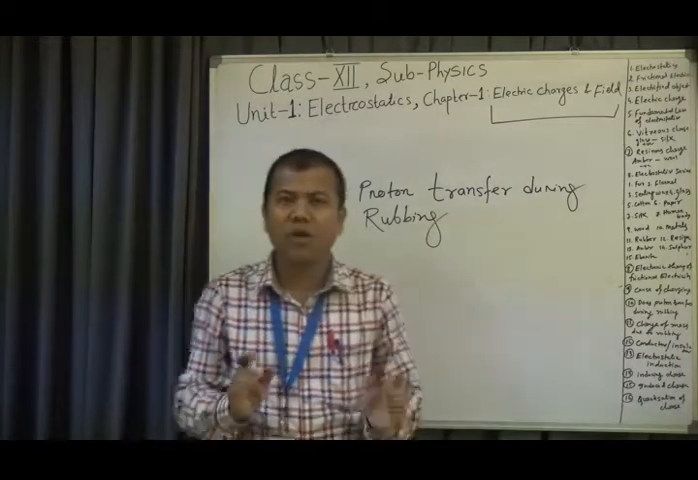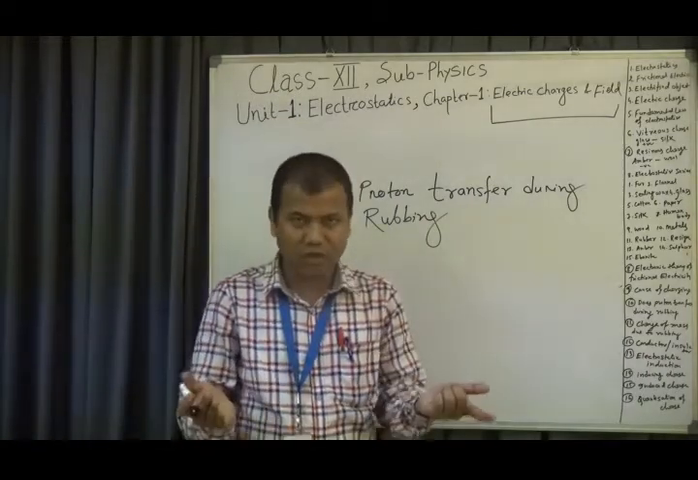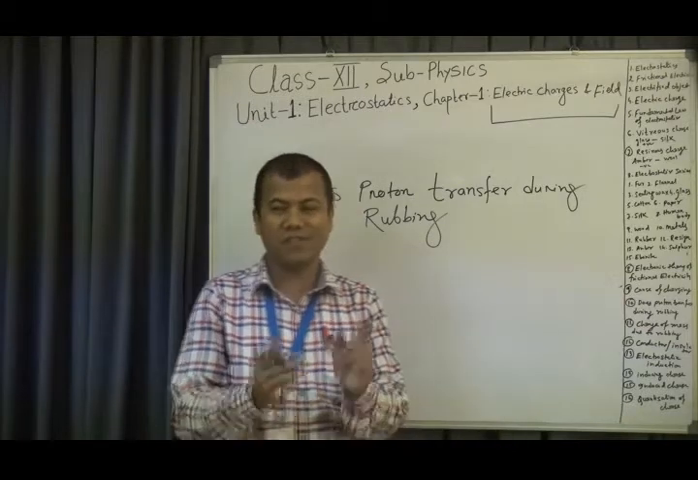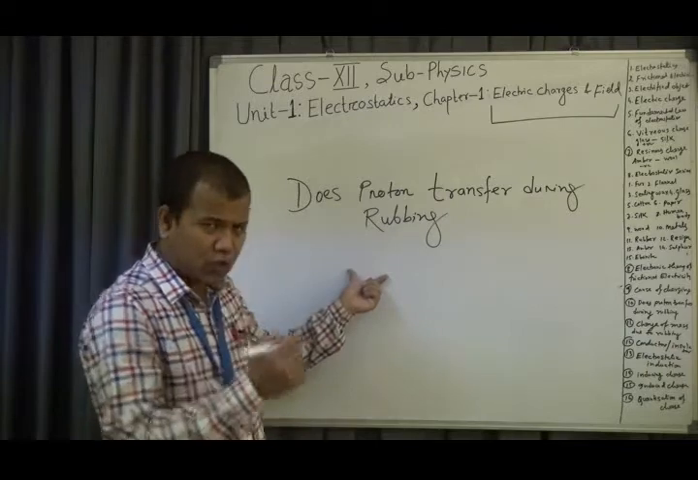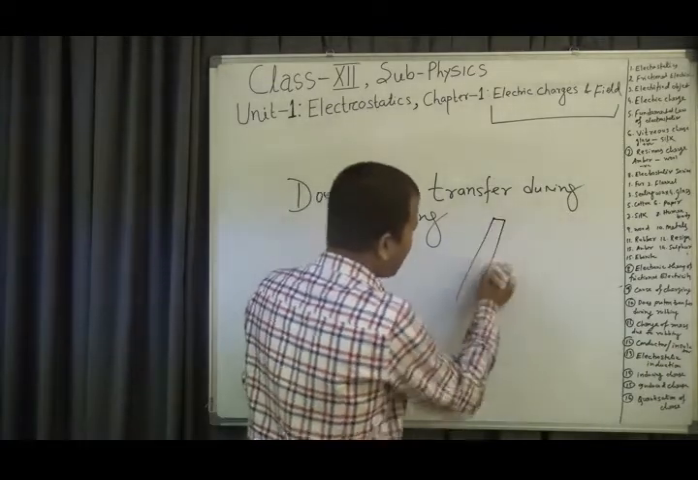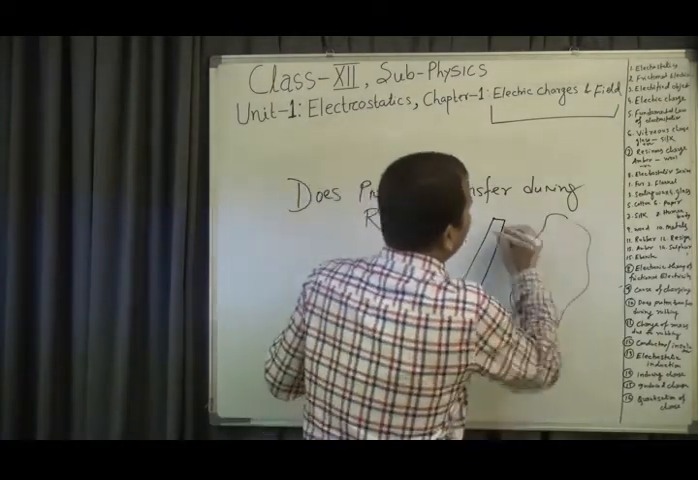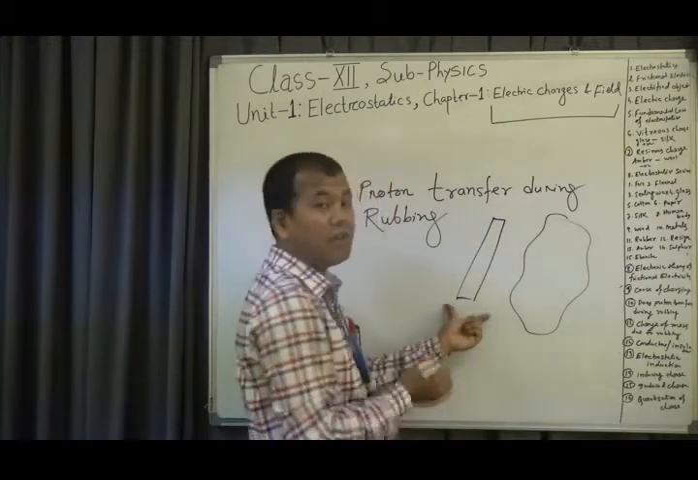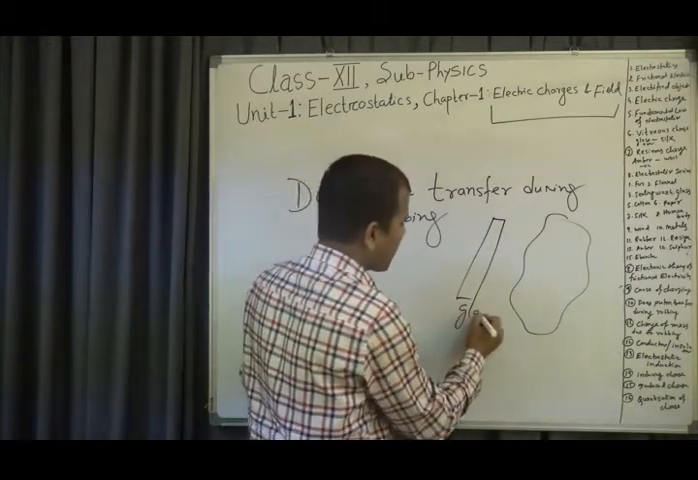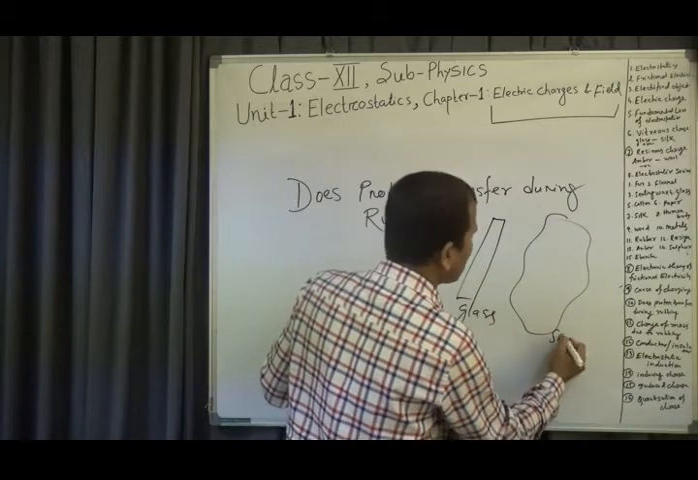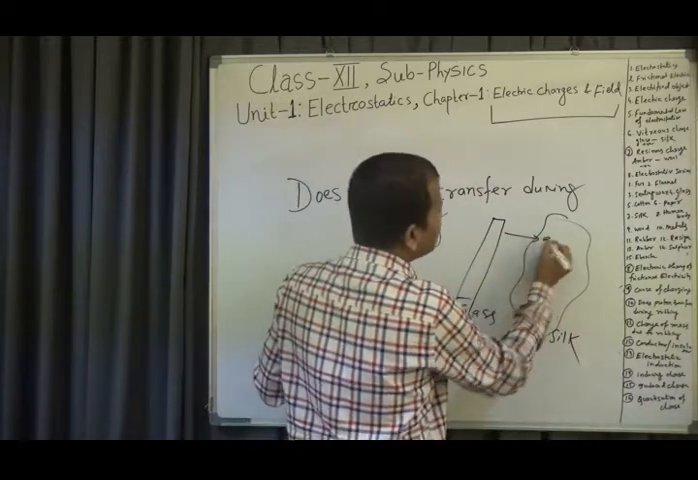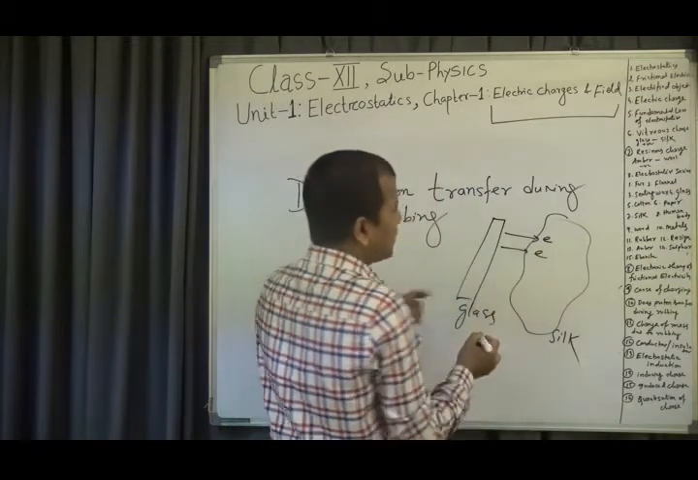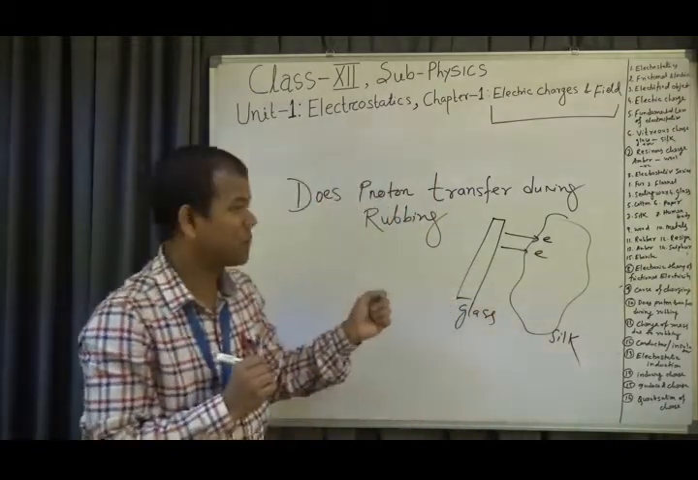Whenever you rub one glass rod with a silk cloth, I am telling this example again and again because it is a very simple and easy example. I told that electrons will be transferred, right? What did I say? I said whenever you rub this glass rod with this silk cloth, electrons will be transferred. What? Electrons. But what about the protons?